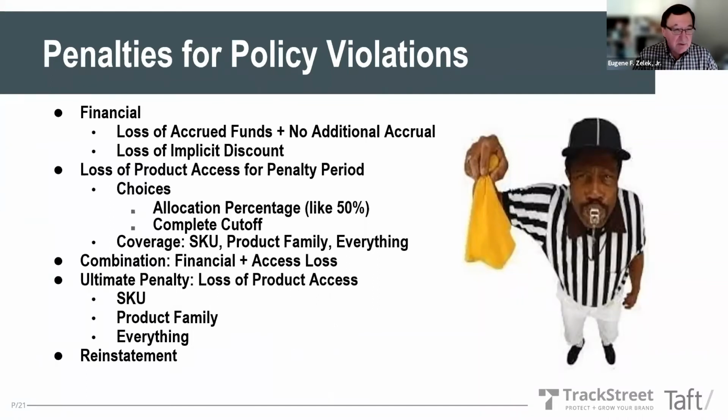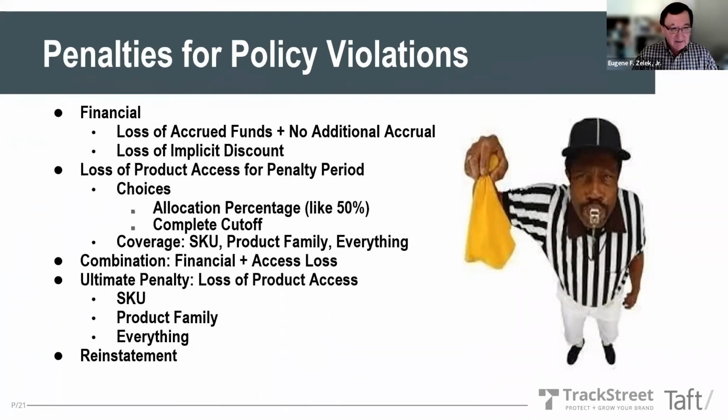In any event, the first alternative is financial. As I mentioned, loss of accrued trade funds, no additional accrual during the penalty period. So for a second violation, it might be for 30, 60, 90 days. Another is a loss of an implicit discount. Implicit in our price to you is a 5% discount for advertising and marketing. If you violate our policy, you lose the implicit discount, which means your acquisition price during the next 30, 60, 90 days goes up by 5% or 10% or whatever you want to make it.